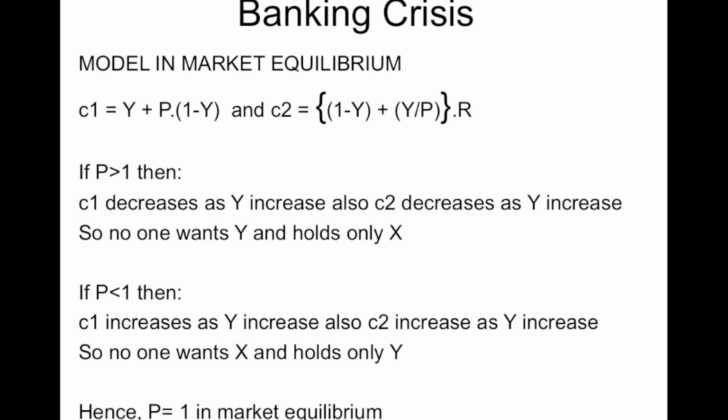Now let's assume that the price is less than 1. In this case, consumption increases at time t is equal to 1 when y, the short-term asset, increases, and also consumption at time t is equal to 2 increases as the short-term asset increases. Again, in this case, the world turns upside down and no one wants to hold the long asset anymore, and everyone wants to hold just the short-term asset. So what we have said is that P can neither be greater than 1 nor less than 1. So in market equilibrium, P is equal to 1. The price will remain at 1.